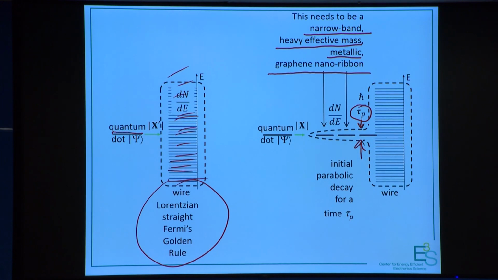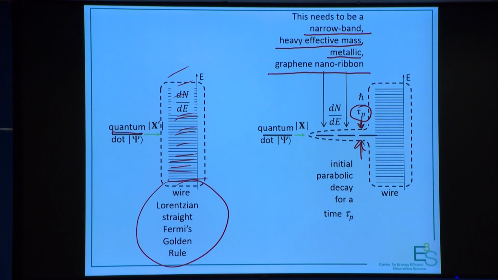But now we have a reason, because if I engineer it correctly, I'll have a heavy mass, narrow band metal, and that'll provide electrical contact, and that will also help overcome the Lorentzian and give us this initial parabolic period.